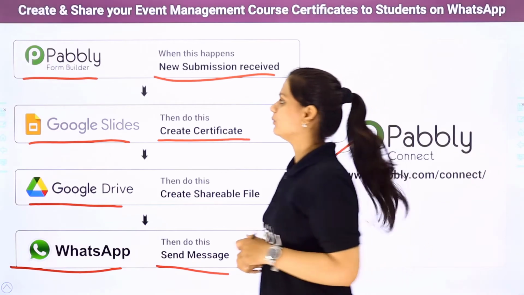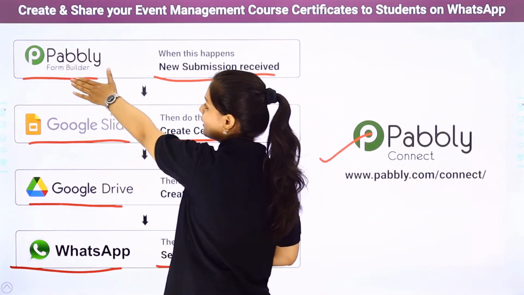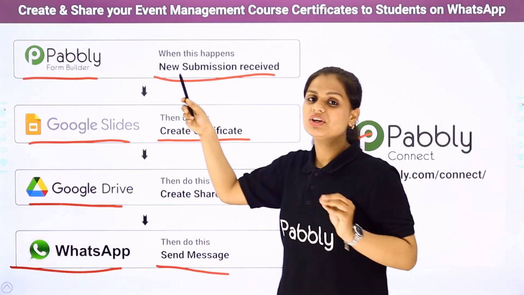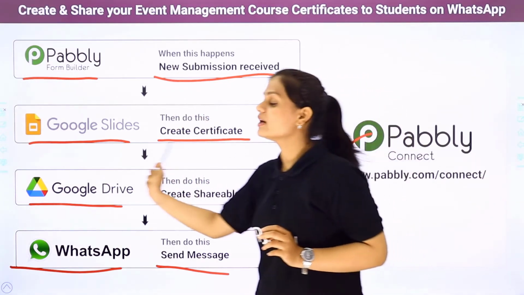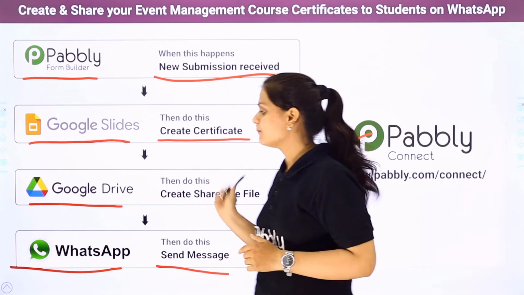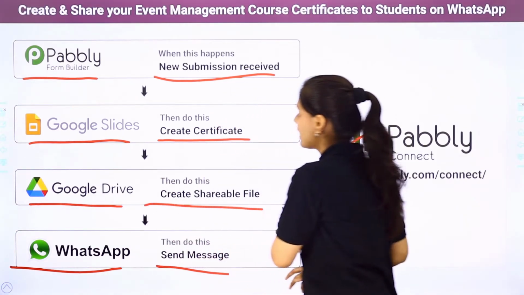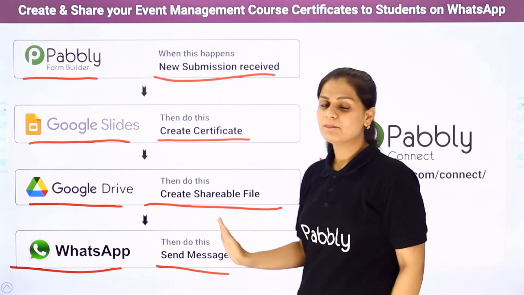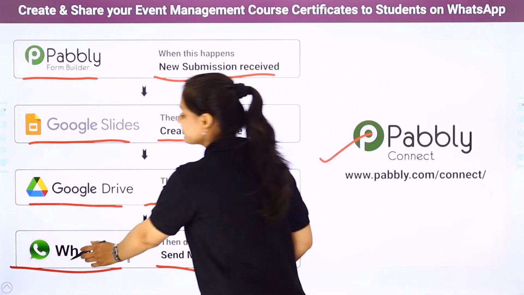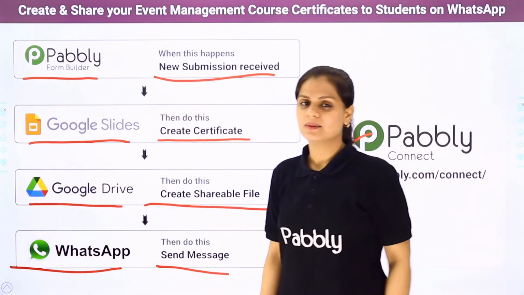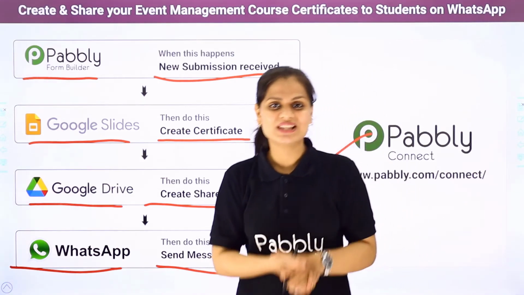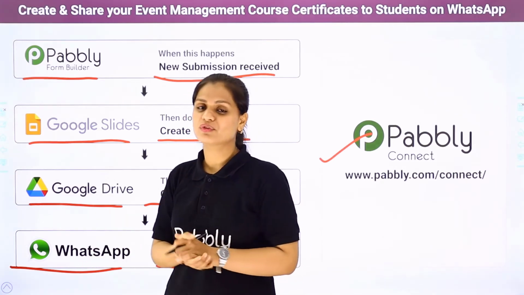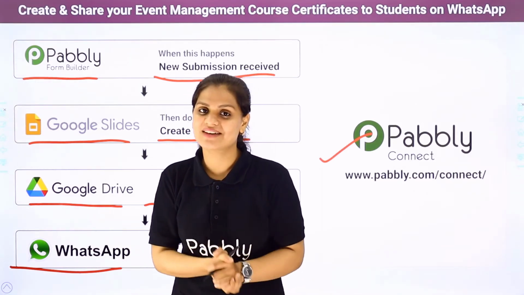Let me explain again. Every time a candidate submits the form, when I receive the new submission with the details of that candidate, a certificate is going to get created automatically. Then it will be saved into my Google Drive automatically and created as a shareable file. Then it is going to be sent on WhatsApp to that student automatically. Isn't it wonderful that just with the help of Pabbly Connect, we will be able to integrate all these different software applications and save our time?